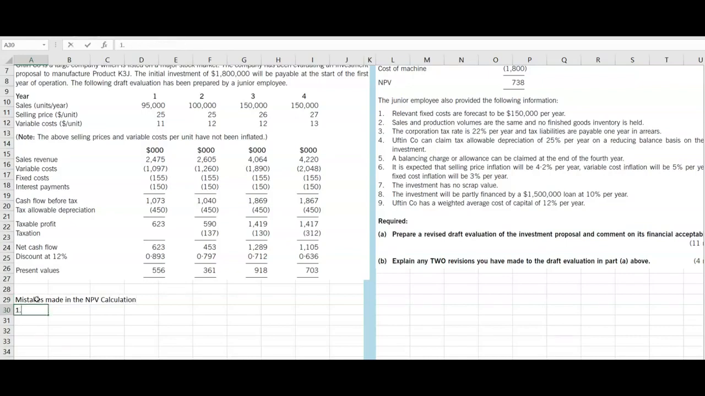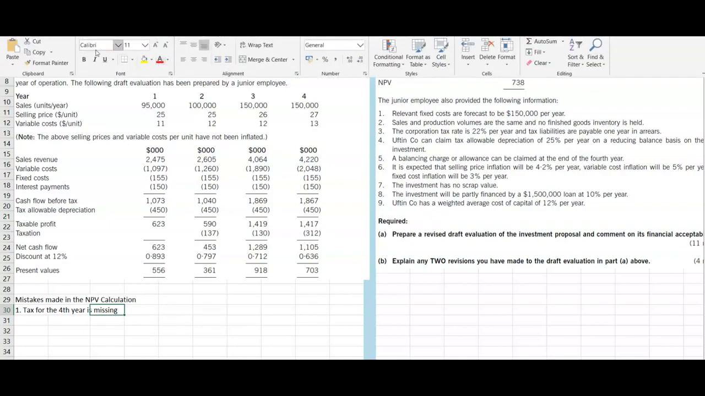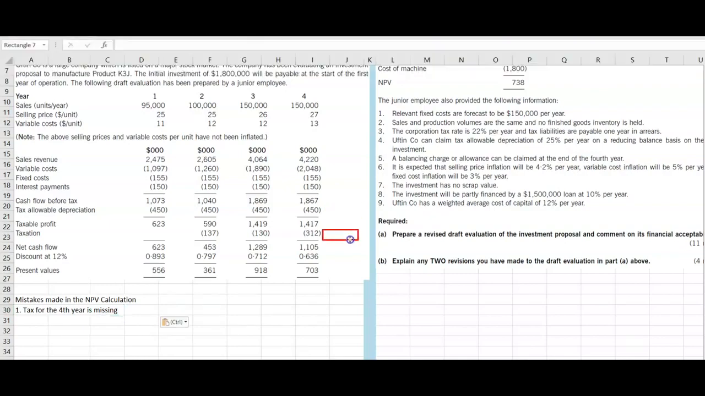Okay, so the first one is tax for the fourth year is missing. So that is a problem. The fourth year tax is missing. If you want, we can mark it with a box. So this is missing.